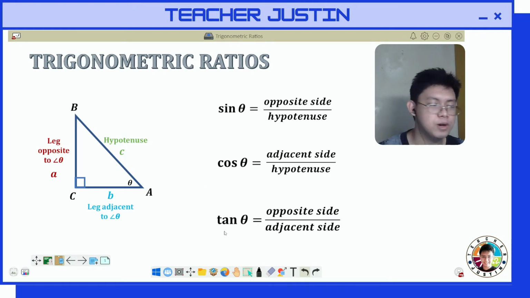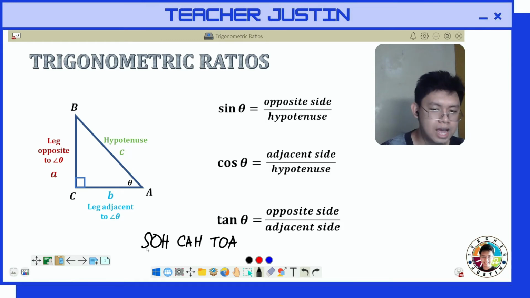So, this will be our formula for the trigo ratios. Sine theta is opposite side over hypotenuse, cosine theta is adjacent side over hypotenuse, and tangent theta is opposite side over adjacent side. So for you to remember these trigo ratios, we will use the acronym SOHCAHTOA, wherein sine is opposite over hypotenuse, cosine is adjacent over hypotenuse, tangent is opposite over adjacent. So that will be our shortcut. SOHCAHTOA.